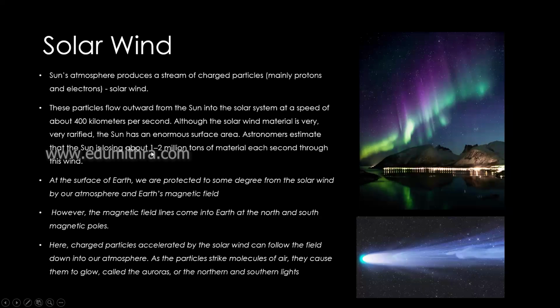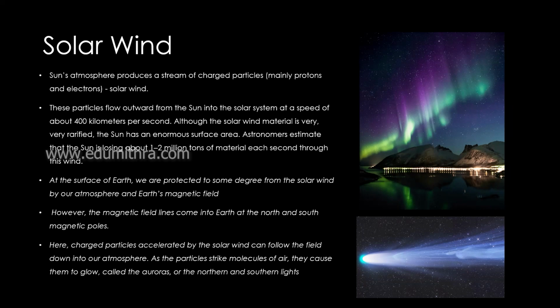You can see that 1 to 2 million tons. Okay, tons means some 1,000 kilograms. So a million tons of material is actually going away from the sun every second. In every second some million tons of material is going away from the sun. So the sun is losing a lot of mass.